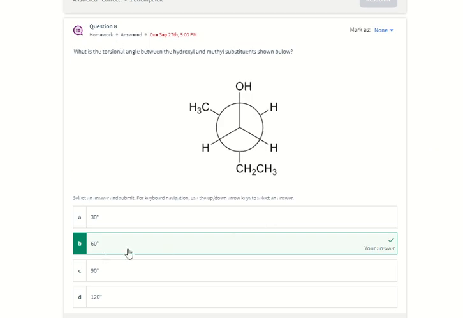The last one, that is about 60 degrees. So they want to concentrate on hydroxide and methyl in here. And this one, with this one, we can see that the degree is about 60 degrees.